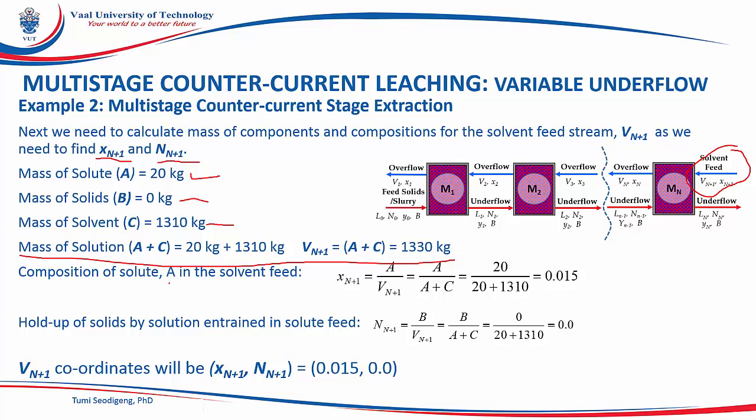The composition of solute A in this stream can be calculated by dividing the mass of solute in the stream by the mass of solution, which is the mass of A divided by the mass of A plus C, which we get to be 0.015. The holdup of solids in the solvent feed stream is always 0, since there are no solids in the solvent feed stream. The coordinates for Vn+1, which are xn+1 and Nn+1, are now fully determined, which means that we can place this point on our operating diagram.